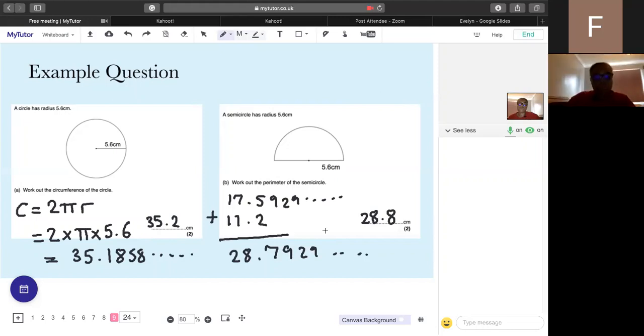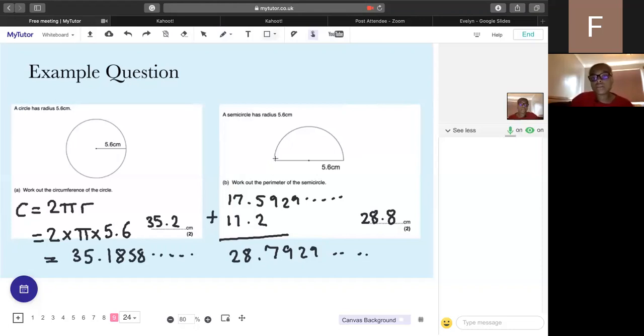No problem. Some people have asked to just explain how to work out the perimeter again. Remember, the perimeter is the length that you walk all around the shape. If I started at this point over here, I'd have to walk all along this arc, and then all along this line back to the same point that I started. So that's the length all around the shape.